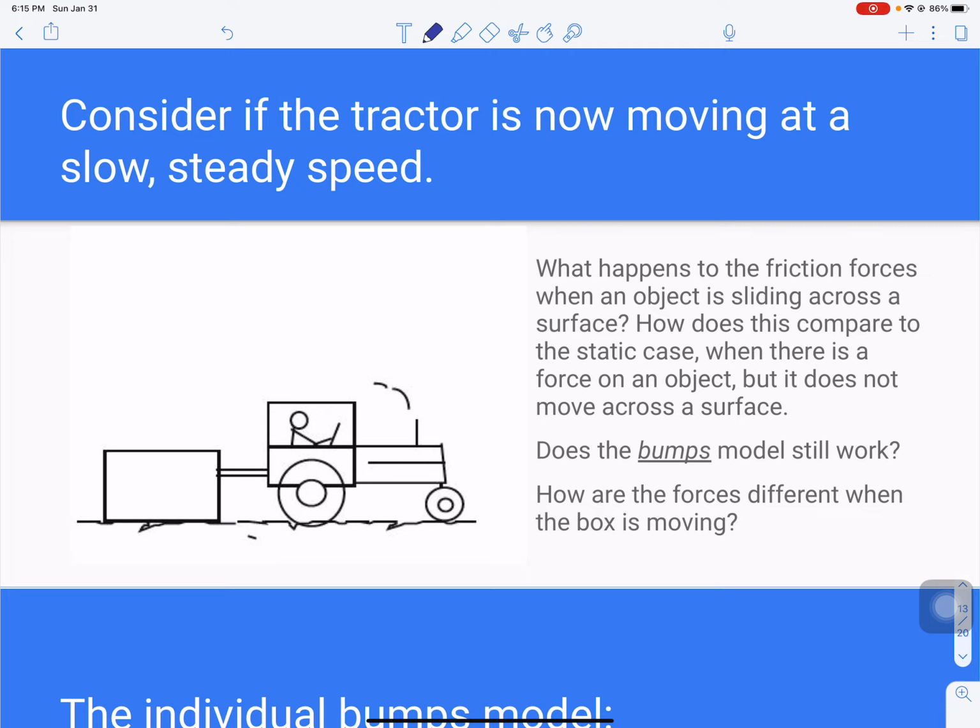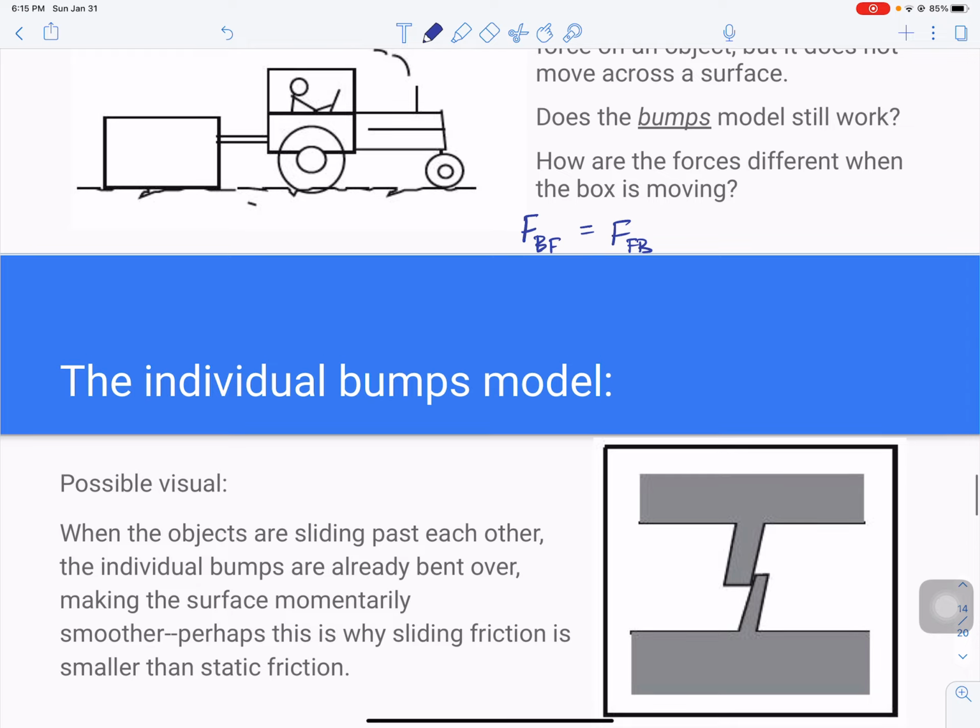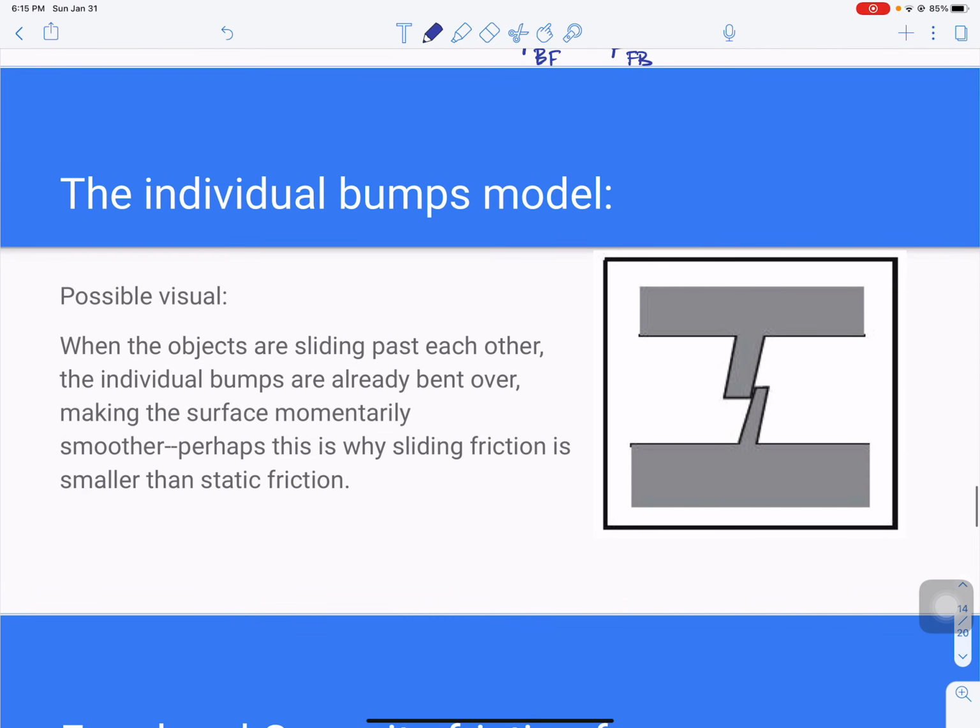How are the forces different when the box is moving? We know that the forces decrease, but the force on the block by the floor is still going to be equal to the force on the floor by the block. But we do know that the kinetic values are less than the static values. We want to think about why. Okay, here's my idea.